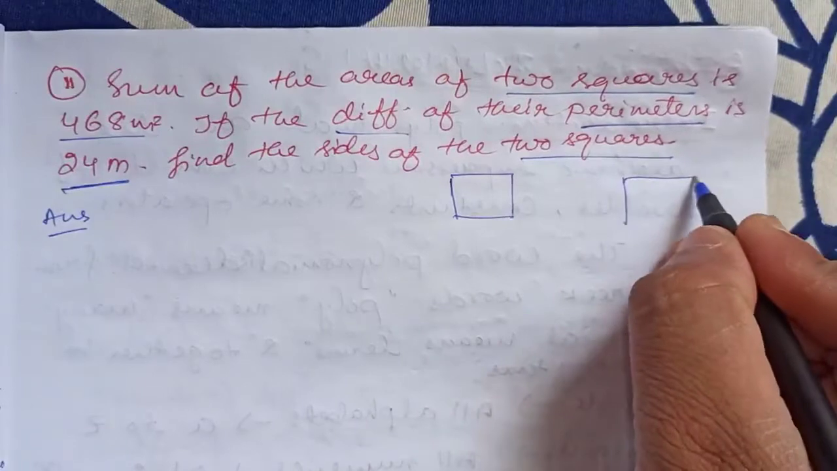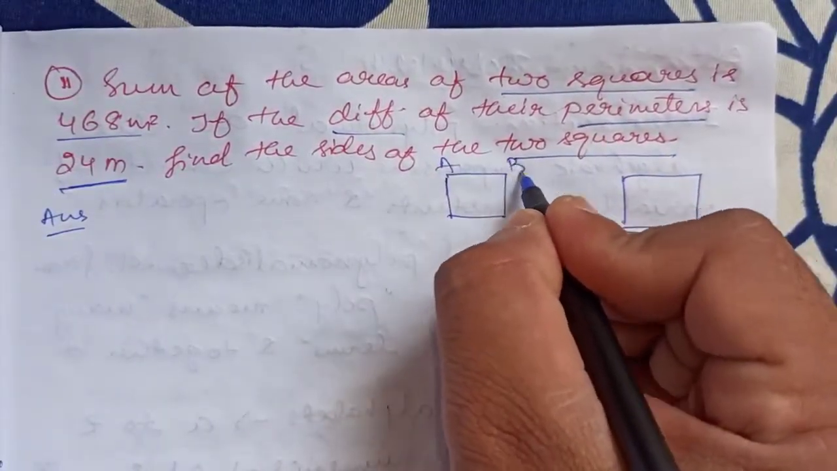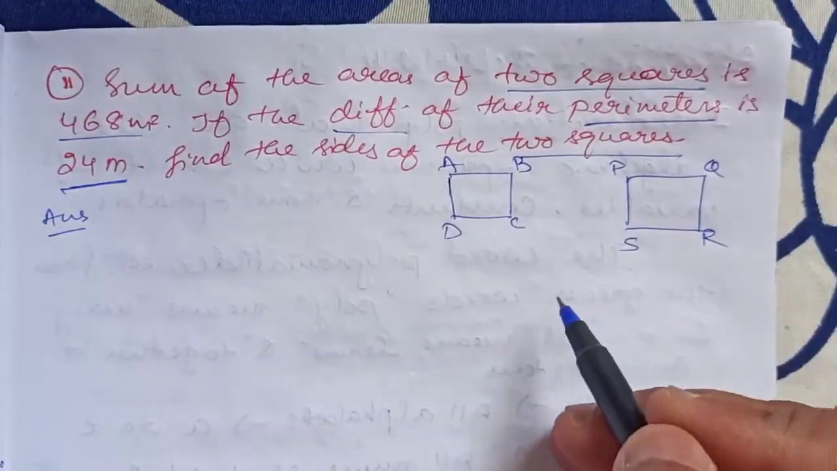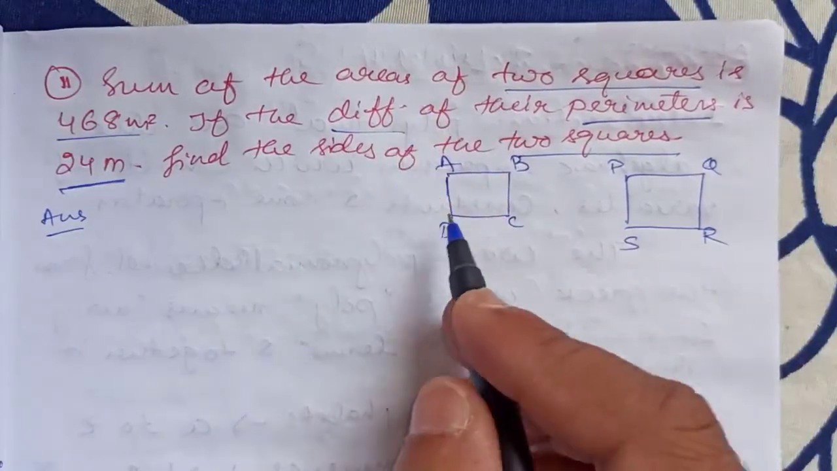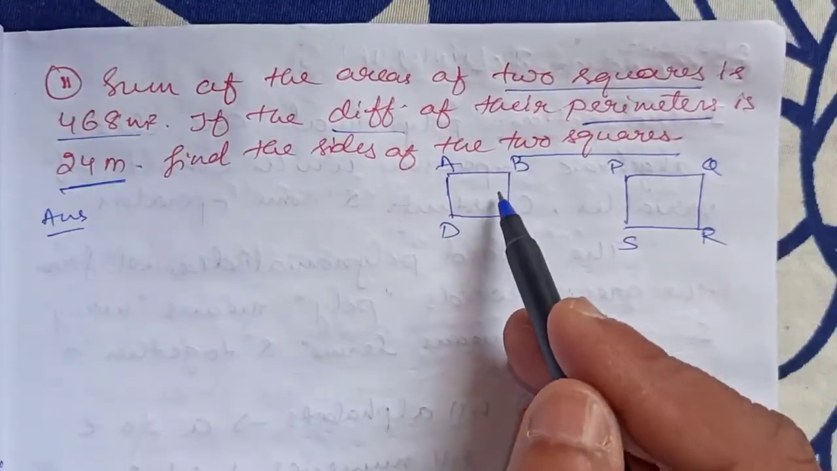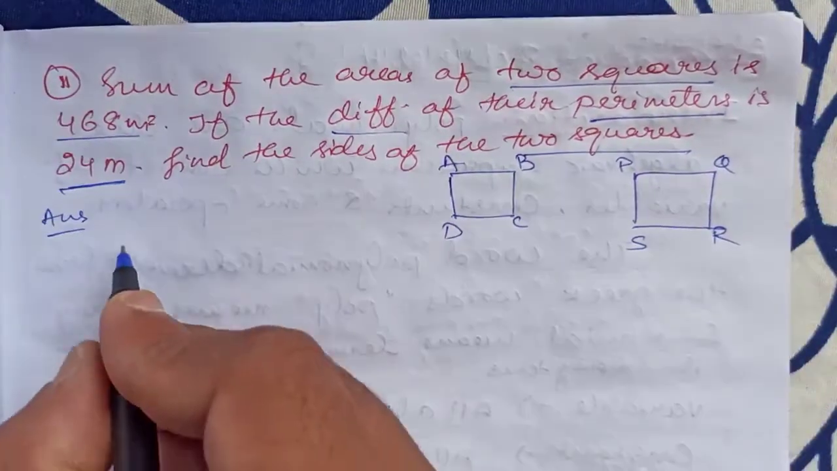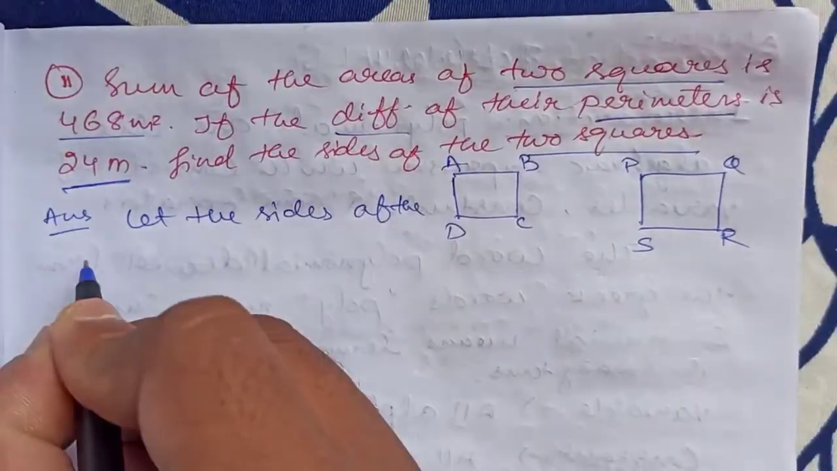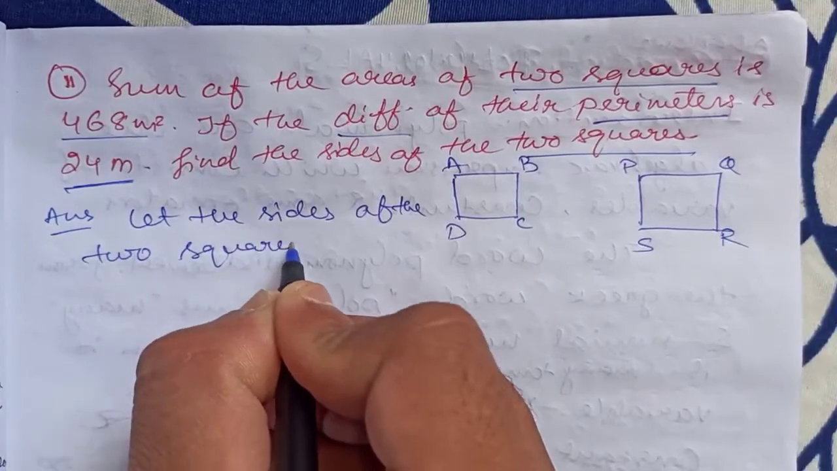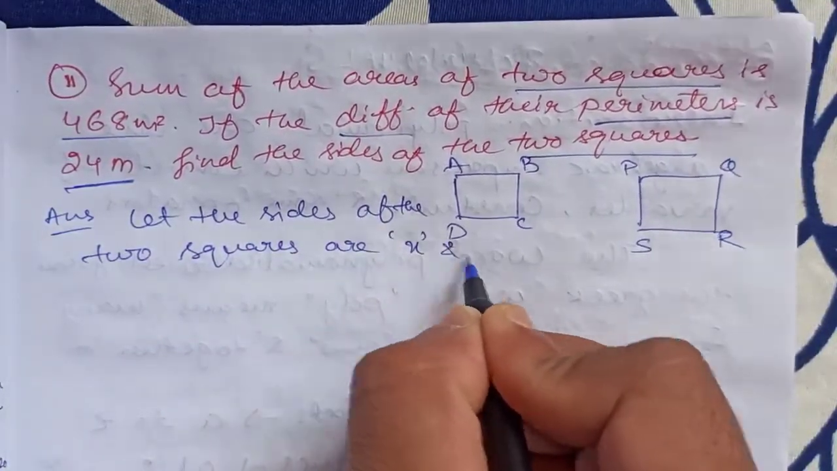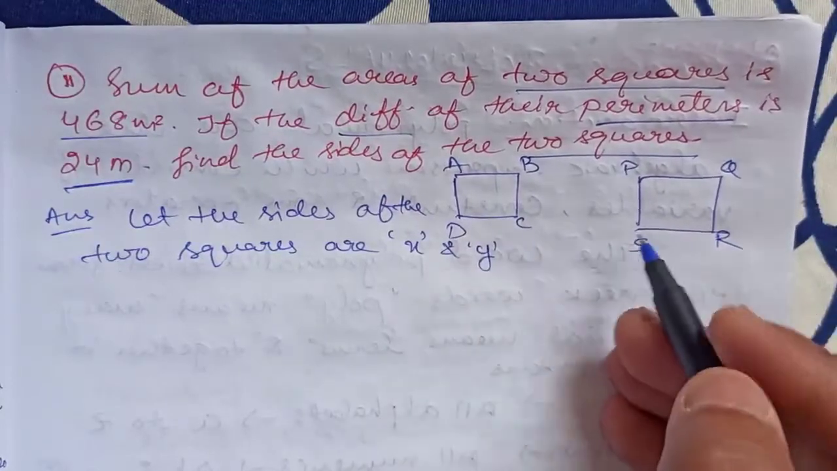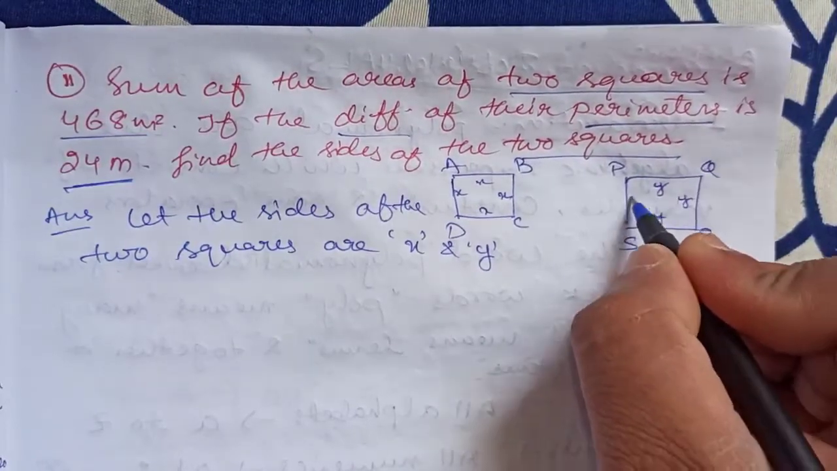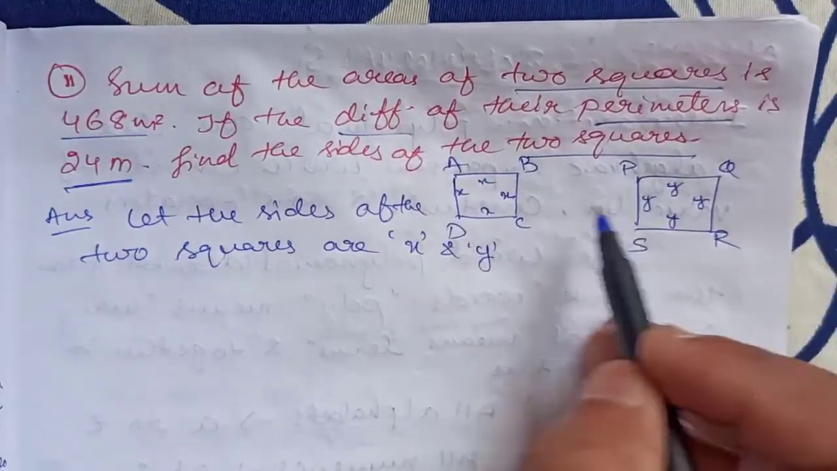Suppose this is a square and this is one more square I am drawing here. I will name it ABCD and here PQRS. These are the two squares given. The sum of the areas of the two squares is 468 and the difference of their perimeters is 24 meter. So let the sides of the two squares be x and y. Suppose this is x, so all the sides will be x, and here it is y, so all the sides will be y meter.